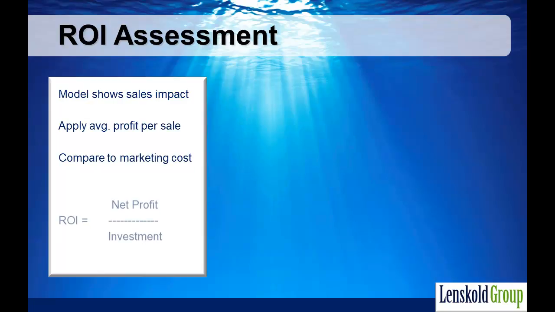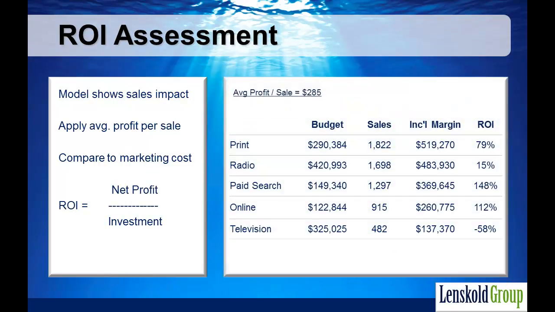We're going to compare that to our marketing cost. So our ROI formula is to figure out that net profit divided by the investment. And we're going to look at this from a marketing channel perspective. Okay, so a couple of highlights we have here, right? We have the budget for each of our marketing channels. We have our sales. We're applying this $285 per sale to get the incremental margin. And we're basically saying the return above and beyond the budget is what's going to give us an ROI.